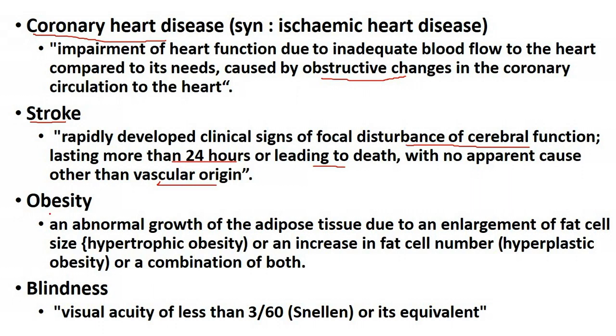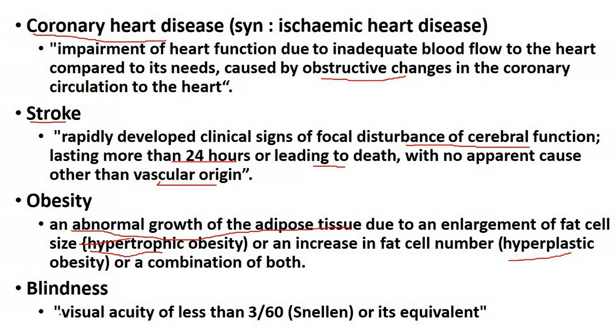Now the definition for obesity. An abnormal growth of the adipose tissue due to the enlargement of fat cell size, that is hypertrophic obesity, or an increase in fat cell number, that is called hyperplastic obesity, or a combination of both. So obesity is defined as abnormal growth of the adipose tissue. If it is an increase in size, it is called hypertrophic obesity. If it is an increase in number, it is called hyperplastic obesity. But the core idea is the abnormal growth of adipose tissue due to an increase in number or an increase in size, or a combination of both.